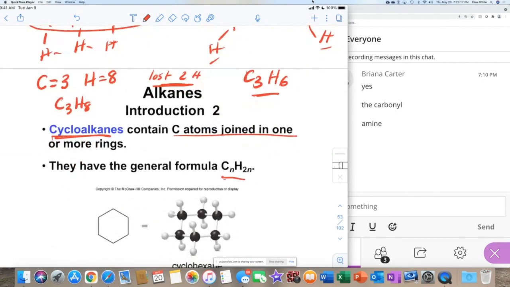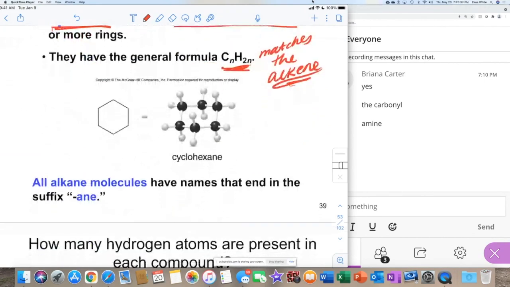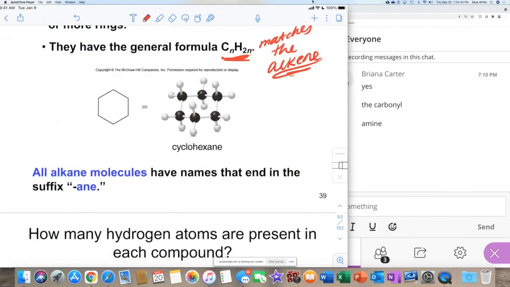For that reason, they have a general formula, and this matches the alkene, right? Because to connect the free ends of carbon, you have to get rid of 2 hydrogens. So they have the same formula like the alkenes, okay? Okay, when you're looking at a chemical's name, if the suffix, kind of like its last name, ends with ane, most likely it's an alkane. Okay? If it ends with ene, alkene. If it ends with yne, alkyne, right? Then we have all the other ones.